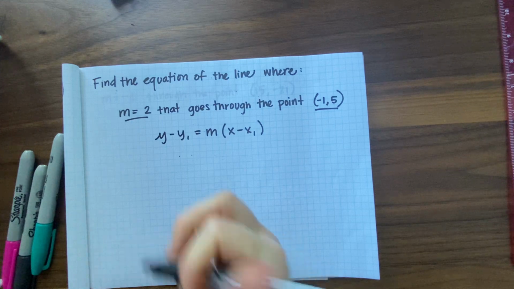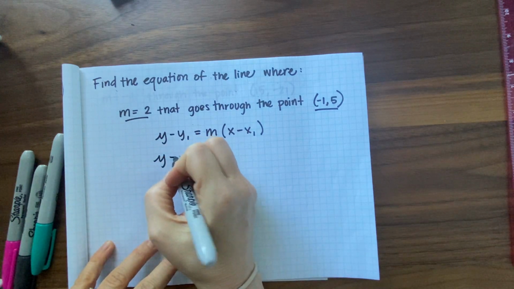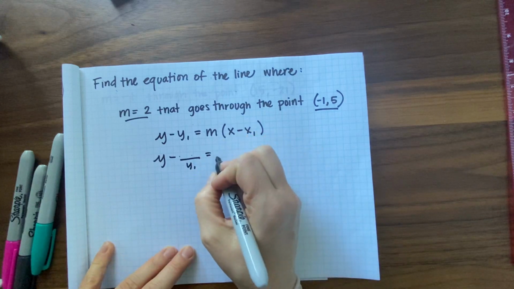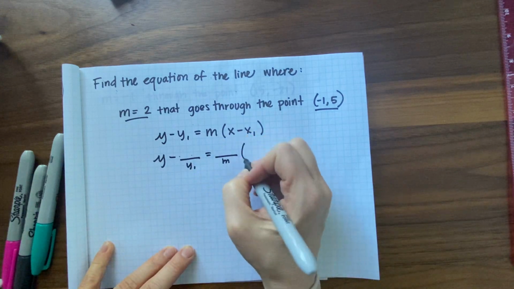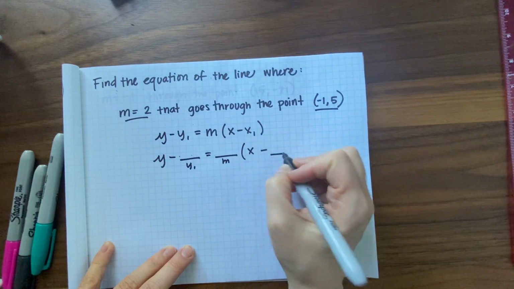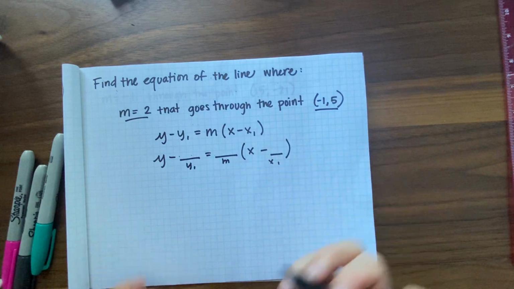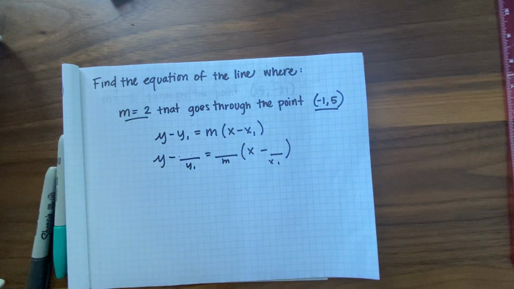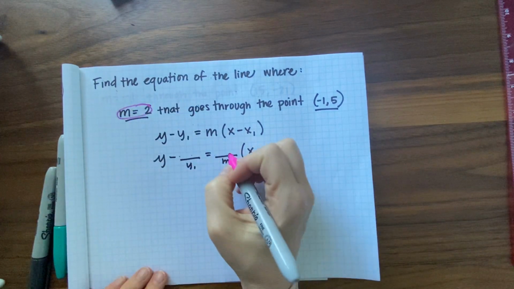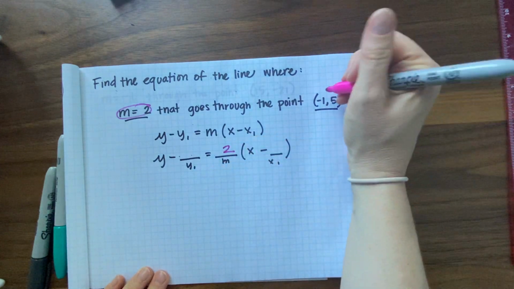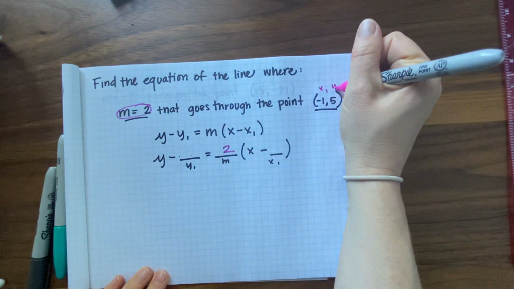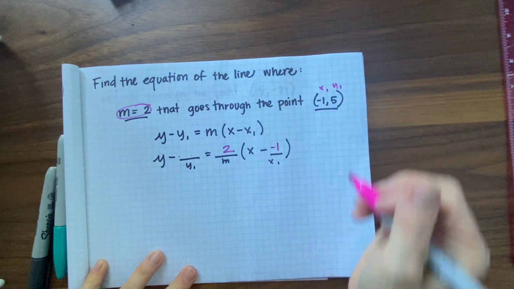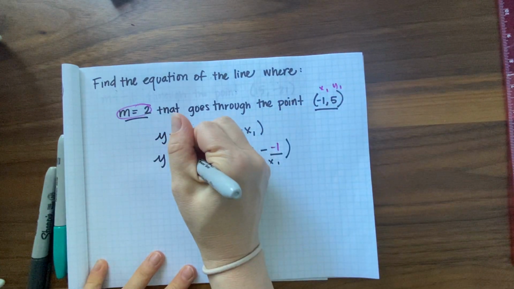So we're going to do y minus blank, we're going to fill in y1 there, is equal to m times x minus x1, and we're going to put a little blank there, and then we're just going to fill in the blank. So m is 2, that's going to go there, and here's my point, that's the point x1, y1. So x1 is -1, that's going to go there. y1 is 5, that's going to go there.